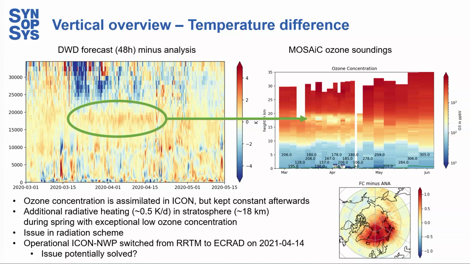So the question is: is there an issue in the radiation scheme, or is it due to the rapid ozone loss we observe? Since it's only assimilated, it's only initialized with these ozone values, and this rate of ozone loss is missing in the following days. And one other thing: if it's really an issue of the radiation scheme, the issue might be solved since 2021, because ICON switched operationally from the old RTM to EC-RAD.